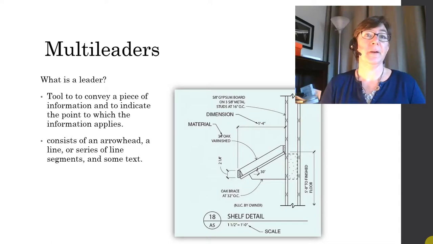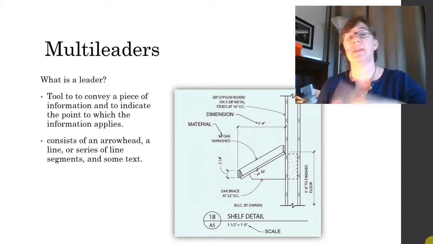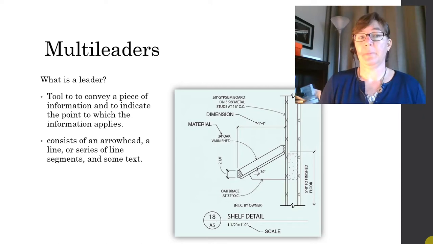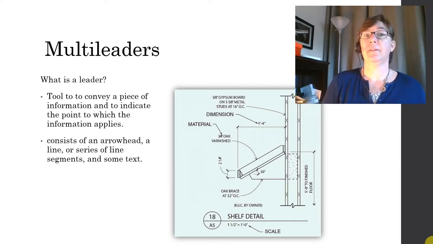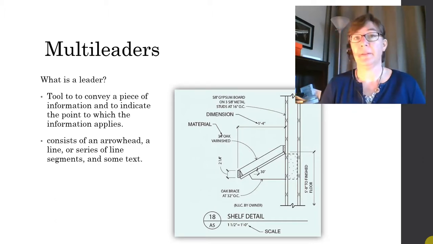What is a leader? A leader is a tool to convey information and also to indicate or point to the specific spot to which that information applies. A leader consists of an arrowhead, a line or series of lines, and some text.